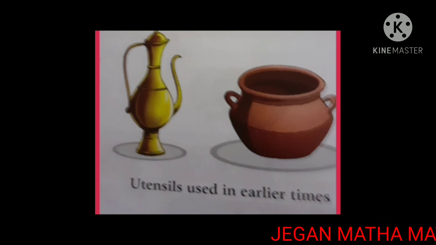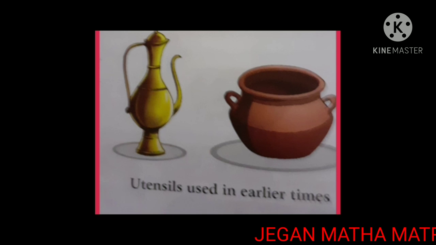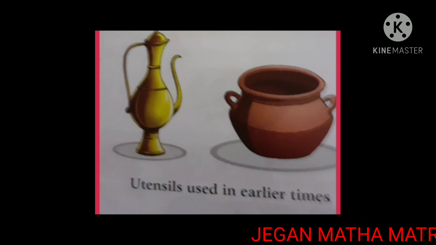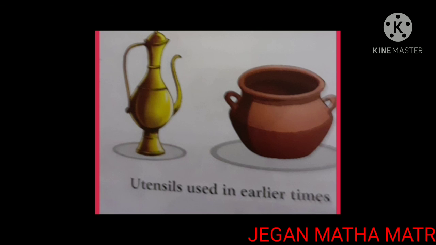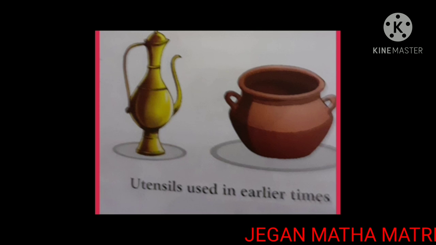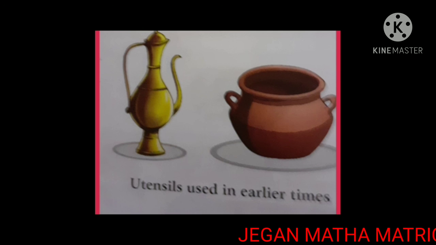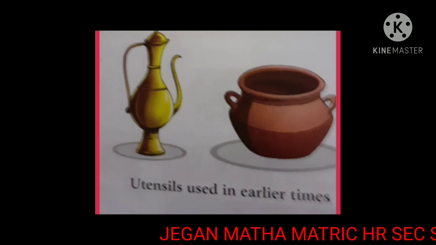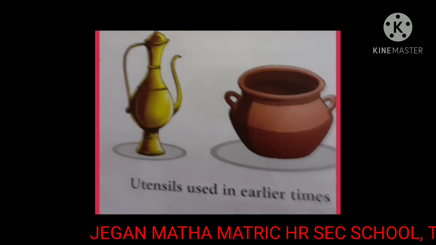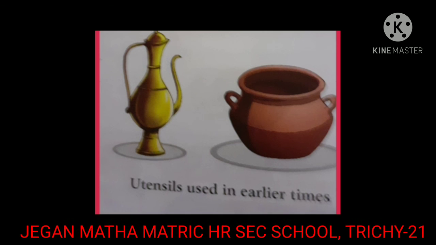In desert areas, earthen utensils were commonly used, whereas in areas with trees, utensils made of wood were also used. In some parts of India, utensils made of metal and stone were also used. In modern times, utensils are made of iron, aluminium or stainless steel. Pressure cookers are very commonly used for cooking food.